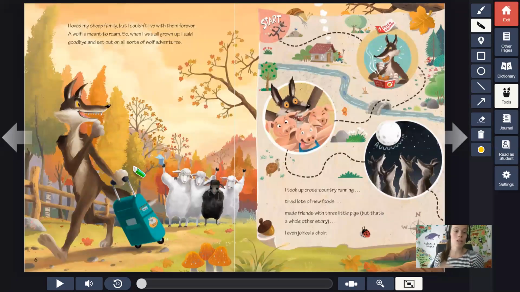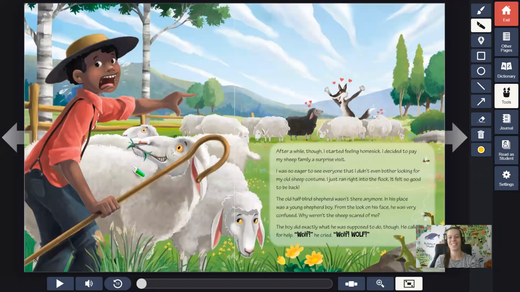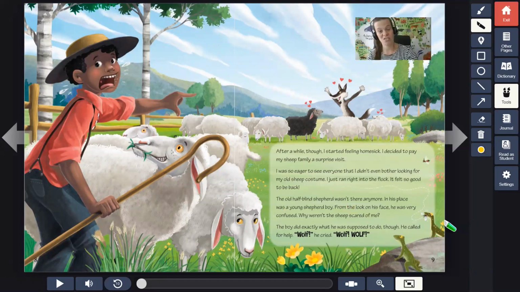I loved my sheep family, but I couldn't live with them forever. A wolf is meant to roam. So when I was all grown up, I said goodbye and set out on all sorts of wolf adventures. I took up cross country running, tried lots of new foods, made friends with 3 little pigs, but that's a whole other story. I even joined a choir. After a while, though, I started feeling homesick. I decided to pay my sheep family a surprise visit. I was so eager to see everyone that I didn't even bother looking for my old sheep costume. I just ran right into the flock. It felt so good to be back.